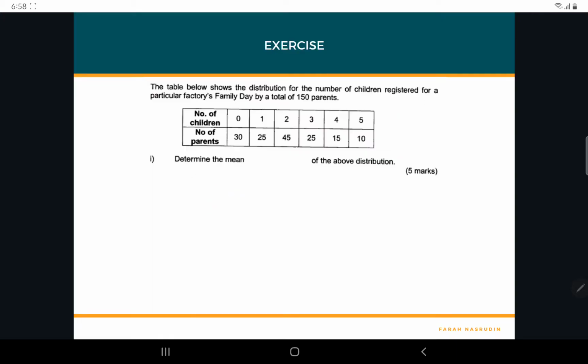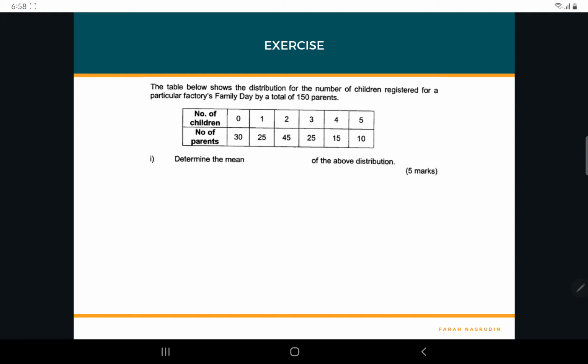Okay, next. Okay, we do some exercise. Find the mean. The table below shows the distribution for the number of children registered for a particular factory's family day by a total of 150 parents.